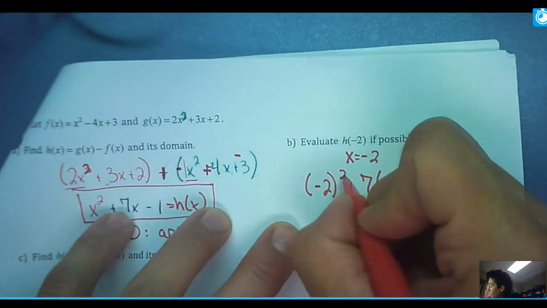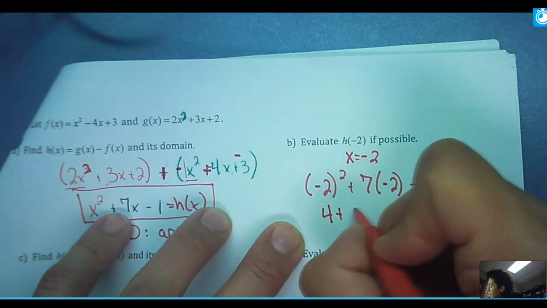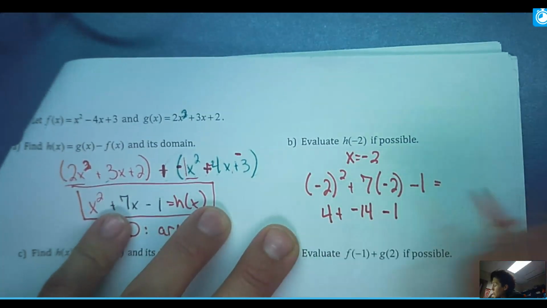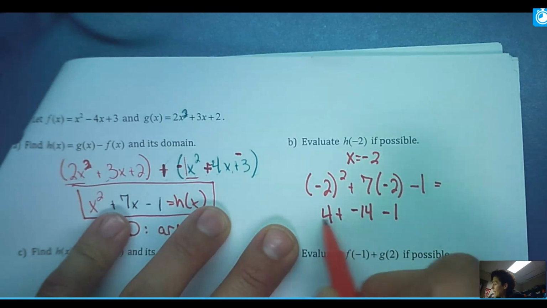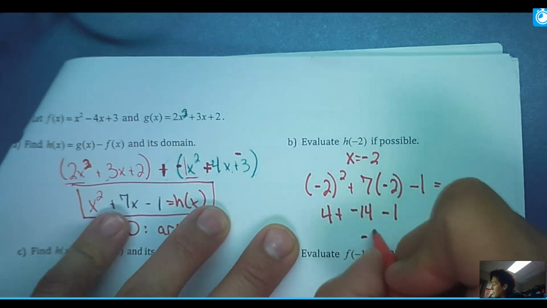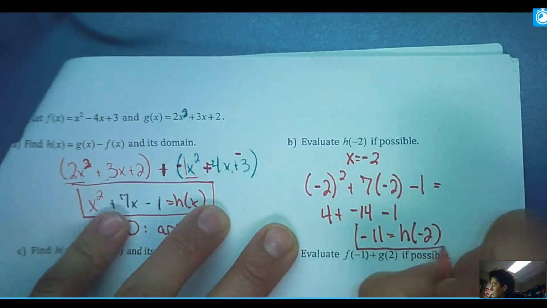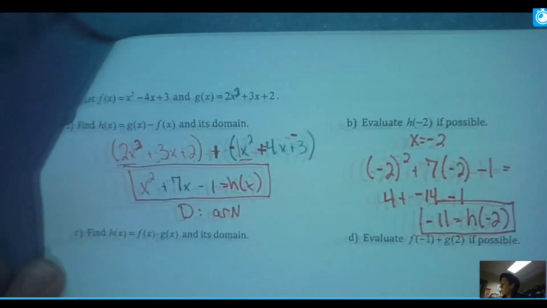So anyway, I get 4. This gives me -14. I subtract 1. Again, you could just type this into your calculator, but here I get -10. -10 take away 1 is -11. So there is my function. All right, let's do the last 2 super quickly.